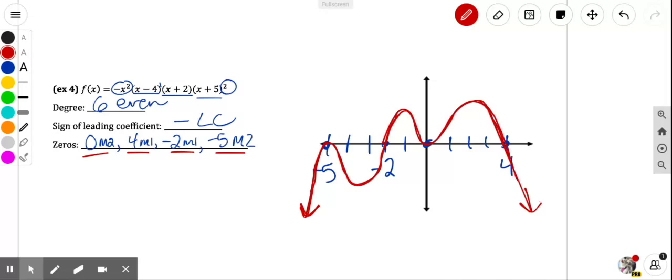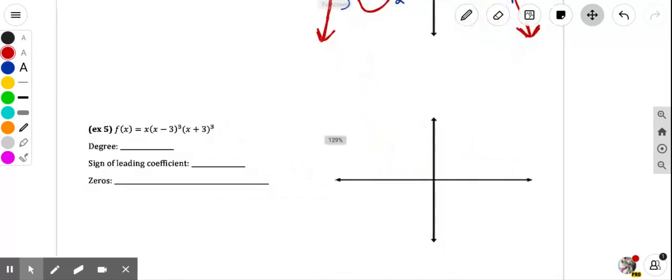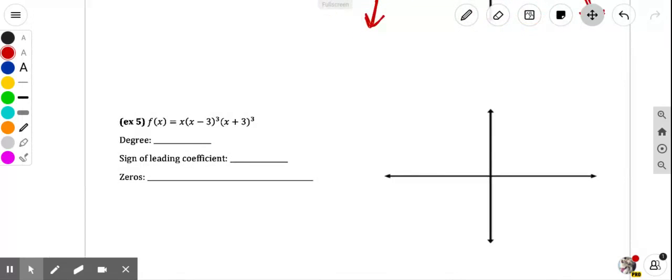Whoops. Let's pretend like that, I hit that perfectly. I would definitely use a pencil when doing this. So there's that one, and we have one more example. Ooh, this one has 2 that are multiplicity 3. So, okay, for the degree, we have 1, 3, and 3. So that's 7, which is odd. It's a positive leading coefficient. Let's do our zeros.